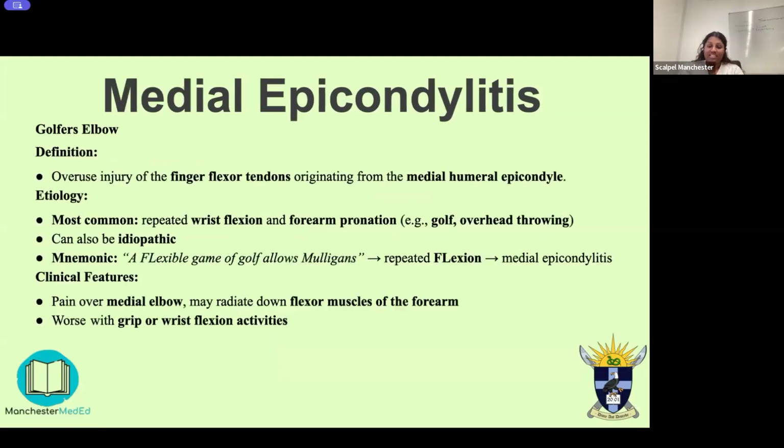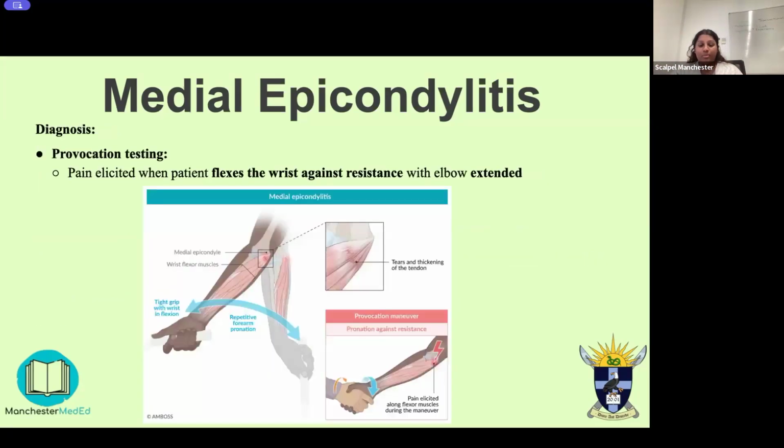And then golfer's elbow, medial epicondylitis, is again the same thing except over the medial epicondyle. So before it was extension, now it's flexion. That's how golfers play golf, I guess. It's repeated wrist flexion and forearm pronation. Again it's pain over the medial elbow, and it may radiate down the flexor muscles of the forearm. Before, the pain was assessed against flexion of the wrist; now it's against extension. That's basically the test that you need to do.